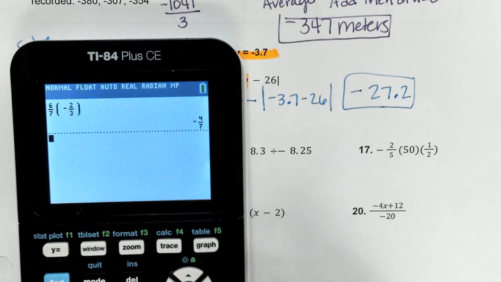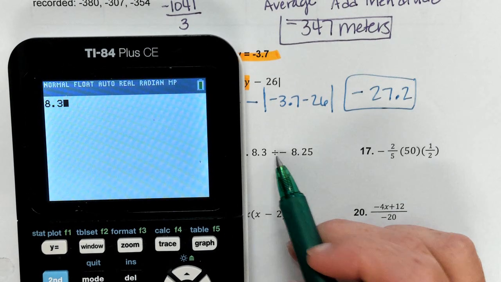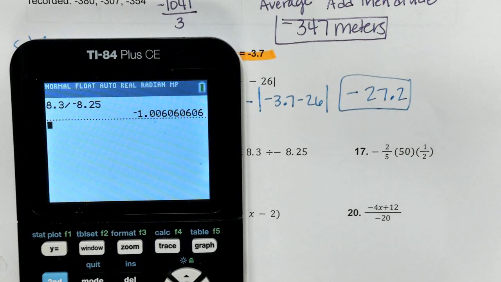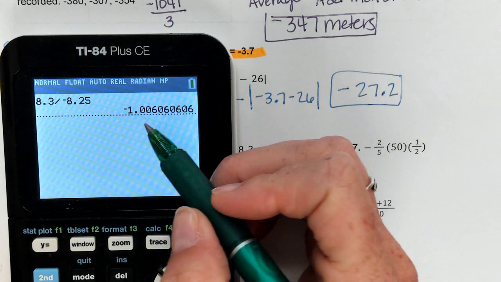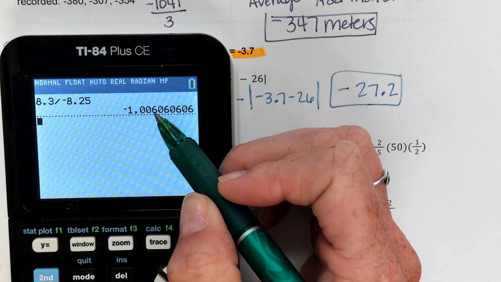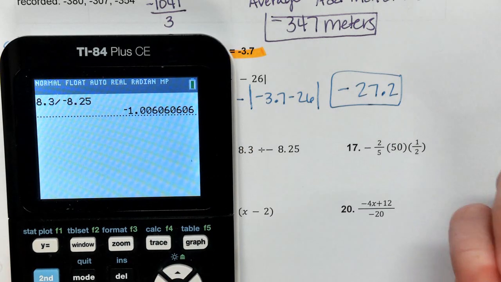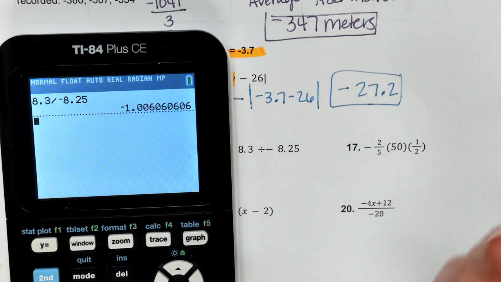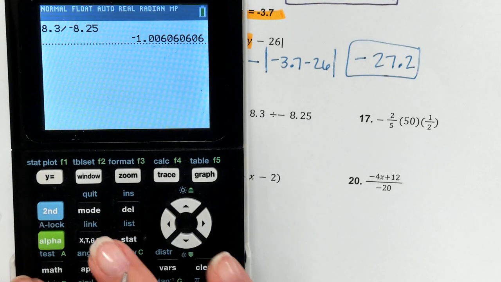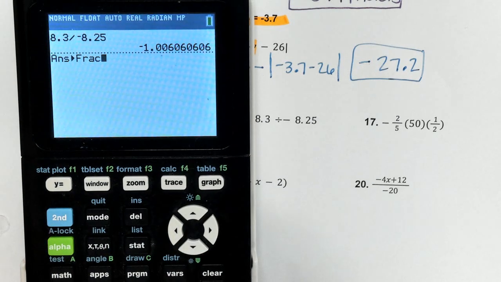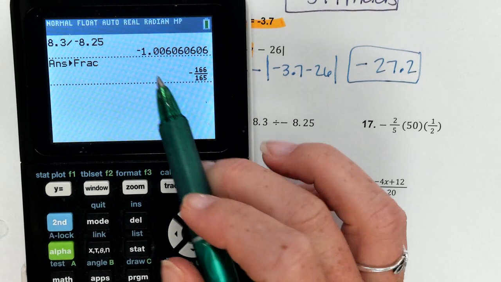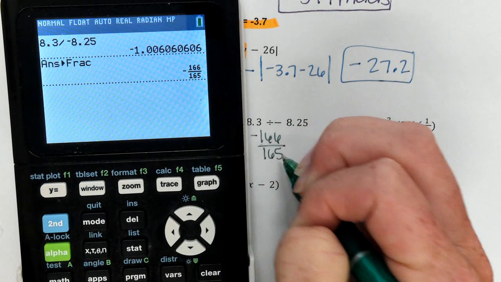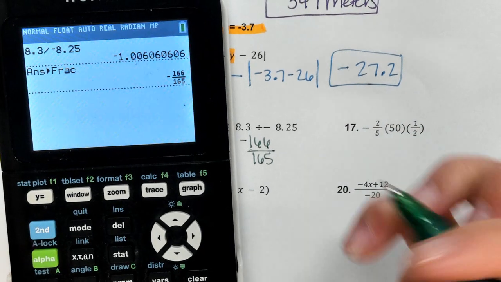Okay, next one, 8.3 divided by negative 8.25. Now, this one has some repeating. It has negative 1.0060606, so I can use the repeating bar. I also could change it to a fraction if the calculator would let me, so I'm going to hit math, fraction, enter, and that would be way easier than writing all those decimals. So negative 166 over 165. And it's perfectly fine to do that.